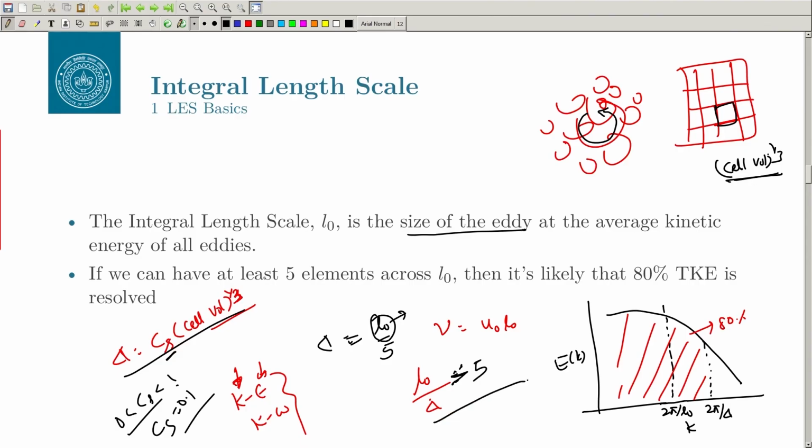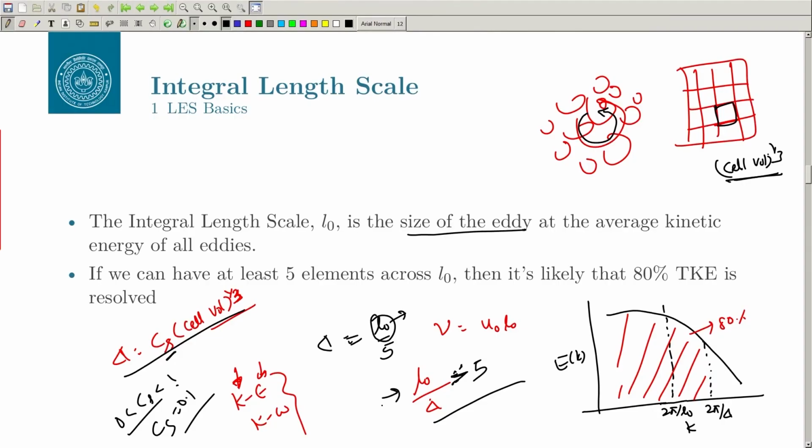If the value is less than 5, then it means that you do not have enough number of elements in a given integral length scale, and you need to refine the grid. So, this is one check that you can do when you are going to start the LES. Before you do the LES, you do RANS and get the value of L naught from the RANS. Delta is the parameter which you can calculate using a geometrical calculation, the cell volume to the power 1 by 3 multiplied by the Smagorinsky constant, and then calculate the value of L naught by delta and plot it.